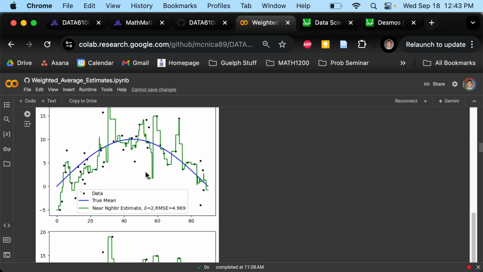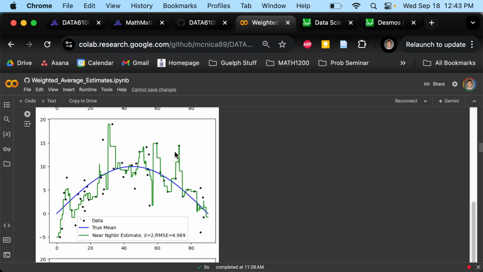This is what we've done so far in the Desmos, the nearest neighbor, and you can see it's very jagged, right? It has these vertical peaks. That is when there's only one point in your data set. You're doing the average of one point, and you get these weird jagged lines.